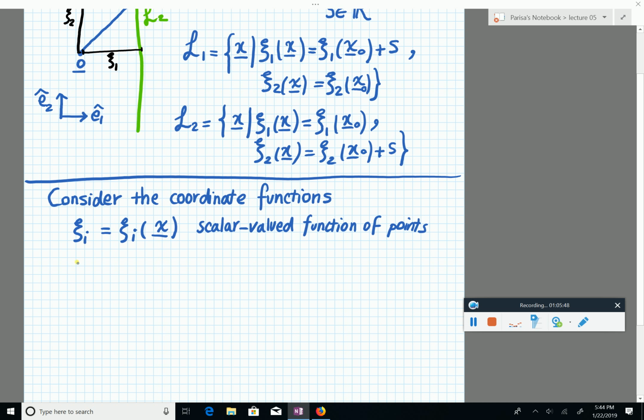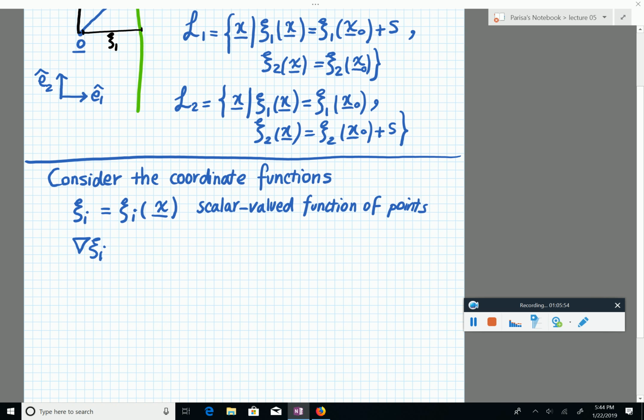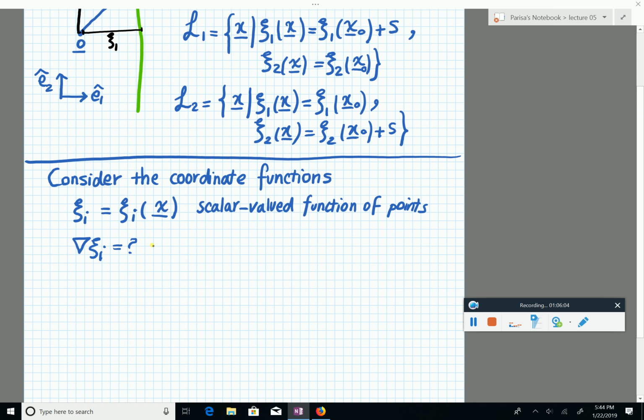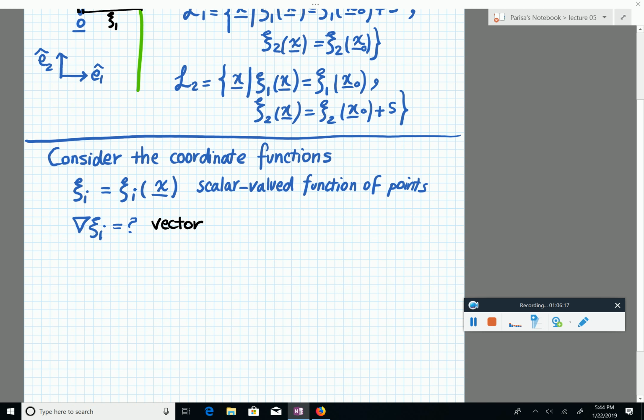What I want to see is what would be the gradient of this function. What kind of object do you expect then? A vector. Exactly. This should be automatic. When you see a gradient, look to see the gradient of what, and then try to convince yourself whether it is a vector or a tensor. So, like before, we go through the definition.